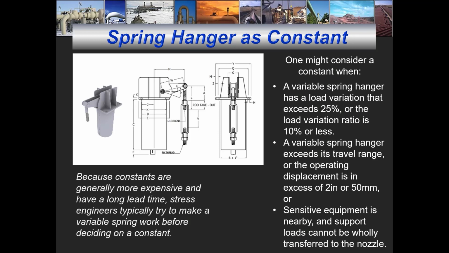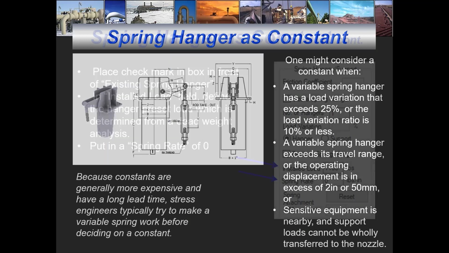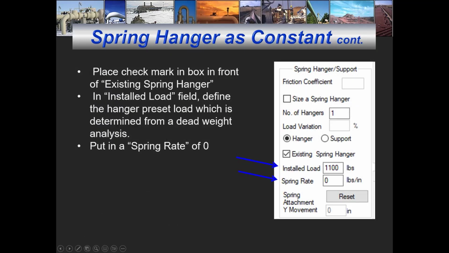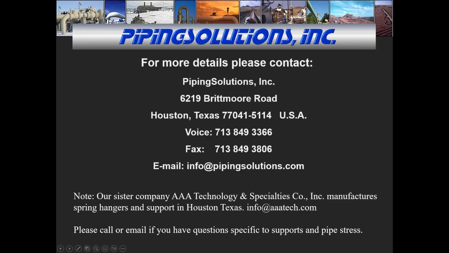Sometimes, a lot more rarely, you might use a constant next to sensitive equipment when you cannot qualify the loads on a nozzle. In order to put a spring hanger constant in, you would take your installed load and put that in, and you would put your spring rate as 0. So that's about it.